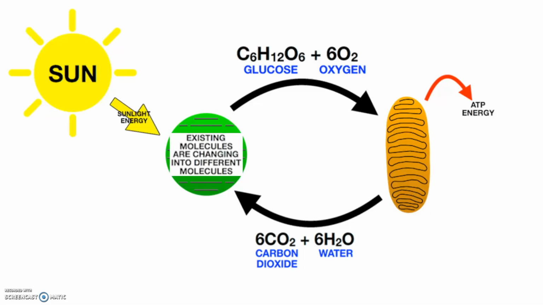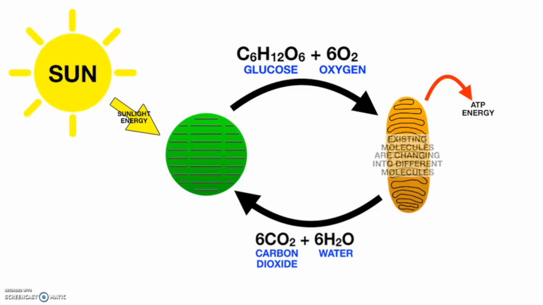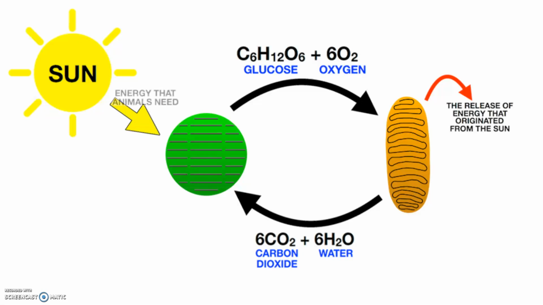Finally, inside the chloroplast, existing molecules are changing into different molecules, and also inside the mitochondria. The red arrow represents ATP energy, and ATP energy is the release of energy that originated from the sun. And sunlight is energy that animals need, energy that plants need.